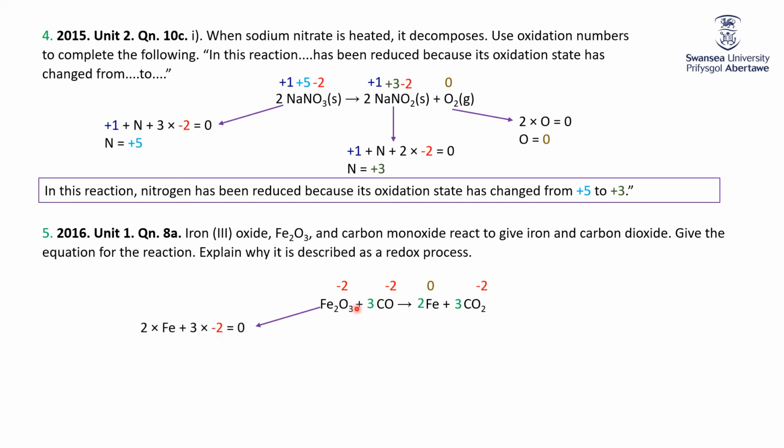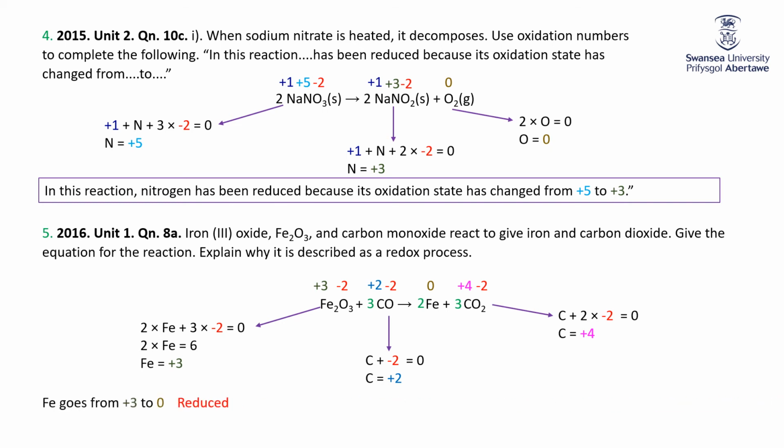For the Fe2O3, we got 3 times -2 is -6, so 2 of the irons must be 6, so the iron must be +3 there. Carbon monoxide, we got a carbon, which we don't know yet, -2 is 0, so thus the carbon must be +2. And finally, CO2, we've got the carbon, +2 -2s is 0, so the carbon must be +4.